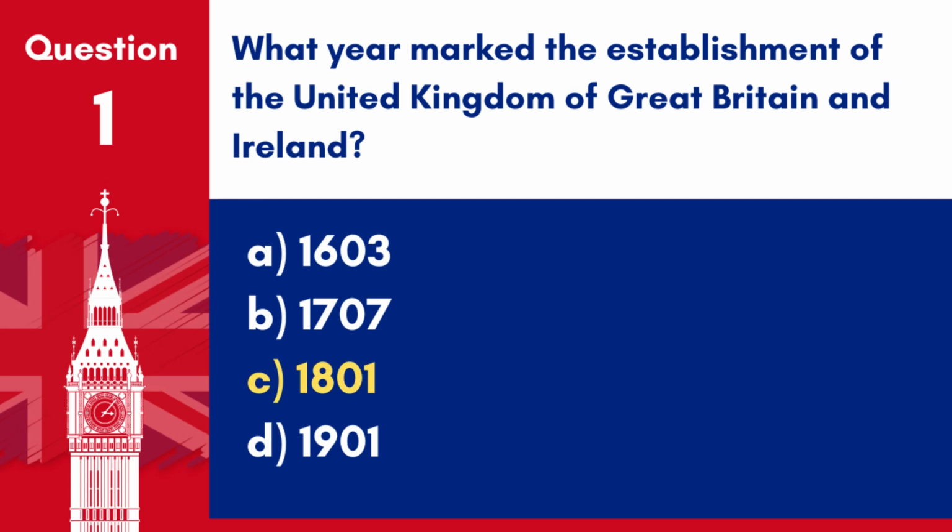Answer: C. 1801. The United Kingdom of Great Britain and Ireland was established in 1801, following the union of the Kingdom of Great Britain and the Kingdom of Ireland.